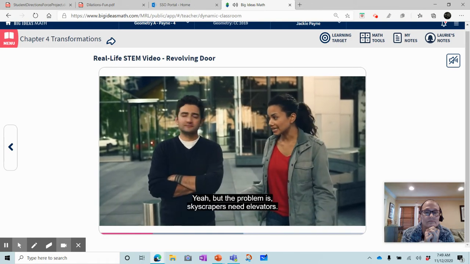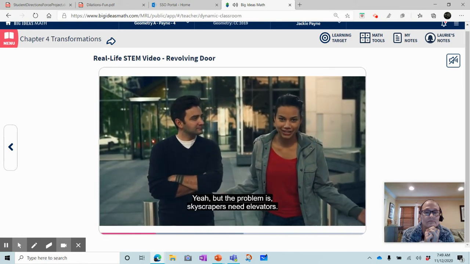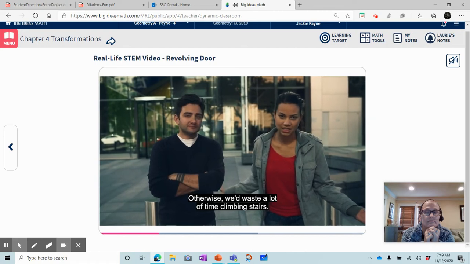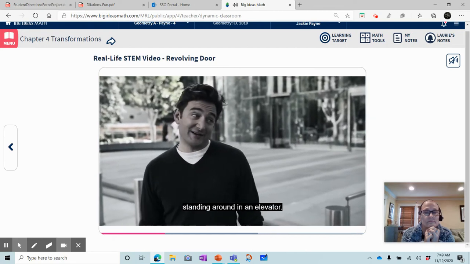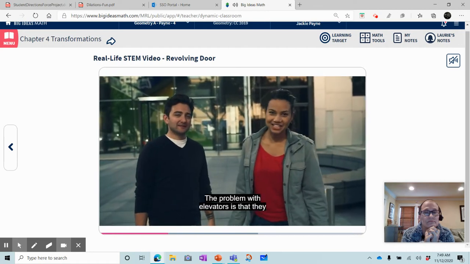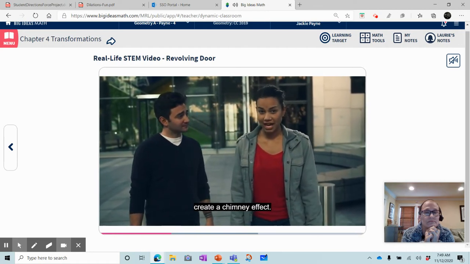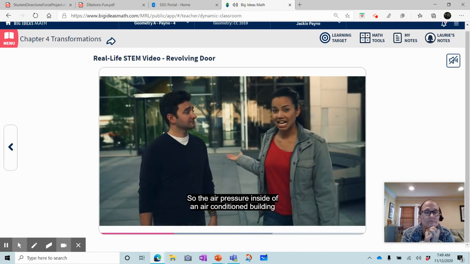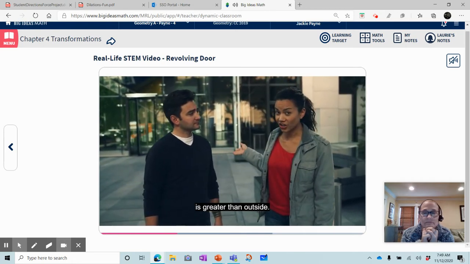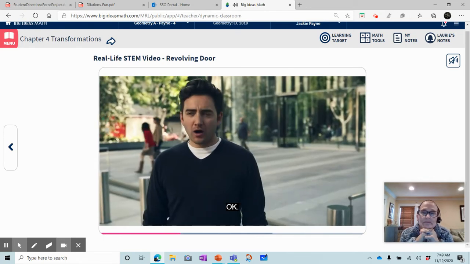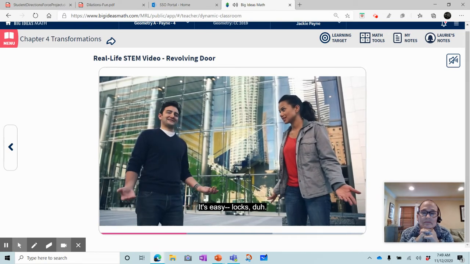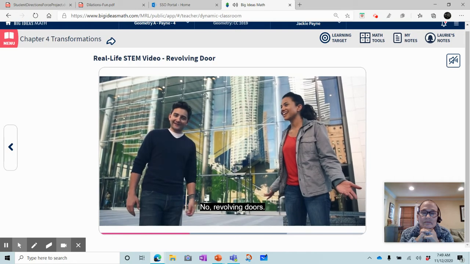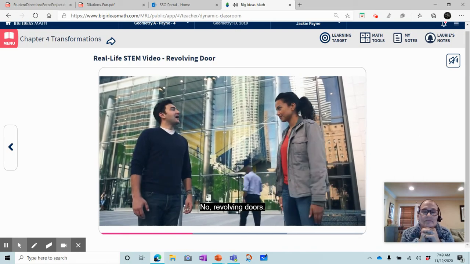Yeah, but the problem is skyscrapers need elevators. Otherwise, we'd waste a lot of time climbing stairs. Hey, you don't get fit and trim like this just standing around in an elevator. Whatever. The problem with elevators is that they create a chimney effect. So the air pressure inside of an air-conditioned building is greater than outside. Okay. So how do you keep the doors closed? It's easy. Locks. Duh. No, revolving doors.